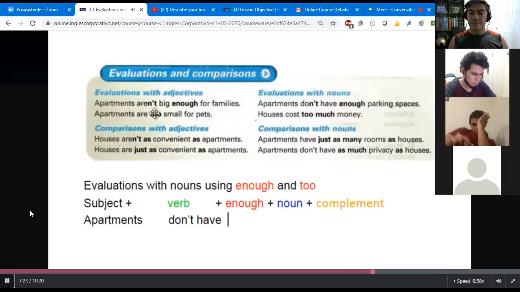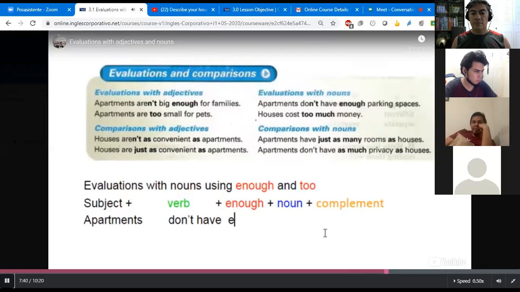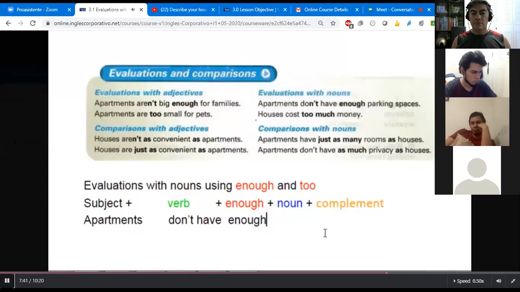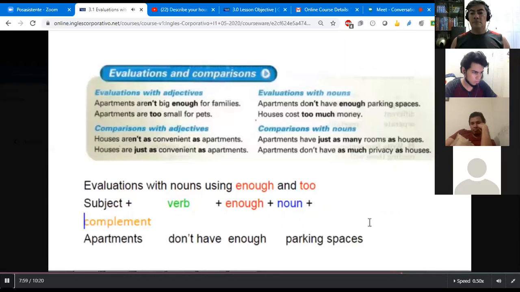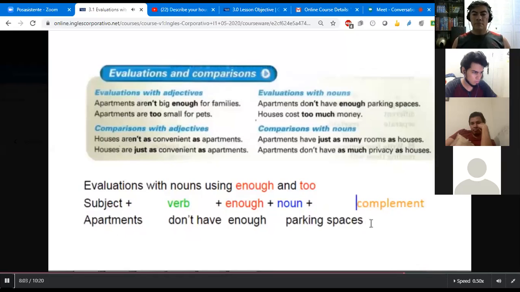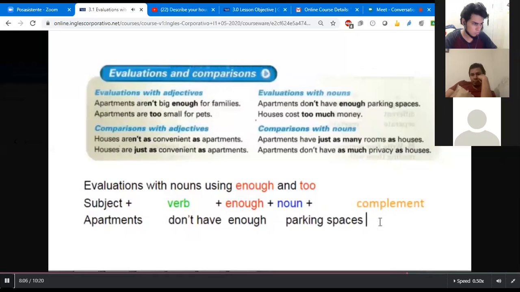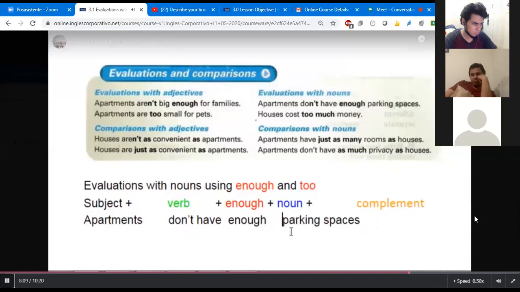So opposite from adjectives, where we would include the adjective first, when we make evaluations using nouns, we no longer use the adjective first. We're going to include enough, and then we're going to include the noun. So let me give an example here. Don't have enough, and then whatever noun that we want to include. So in this case, don't have enough parking spaces. Okay? So the noun is parking spaces. And then you can think of a complement, if you will. So you can include something else there. So for example, what could that be? Don't have enough parking spaces for people, right? That could be the complement. But in this case, the noun is parking spaces.